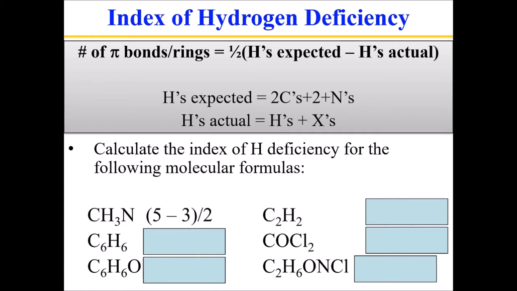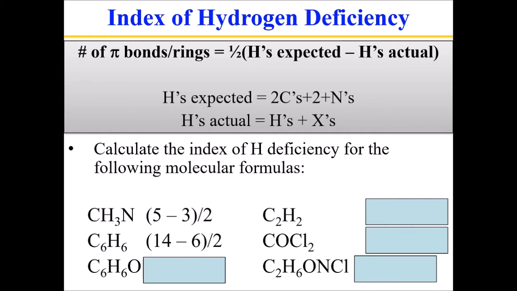For the next example, if there are 6 carbons, then the number of expected hydrogens is 2 times 6 plus 2, or 14. There are 6 actual hydrogens, so 14 minus 6 divided by 2 gives me an index of hydrogen deficiency of 4. And pro tip, if your index of hydrogen deficiency is equal to 4 or larger, then you should start thinking there's probably a benzene ring in the system.